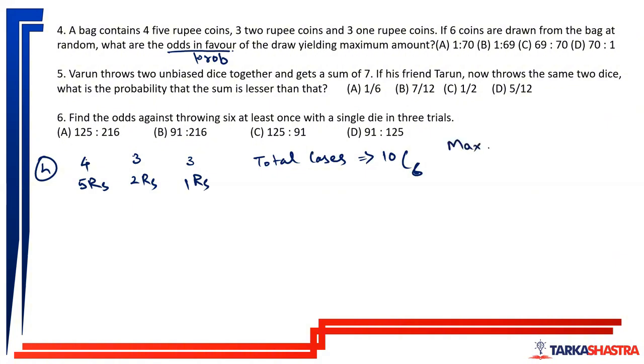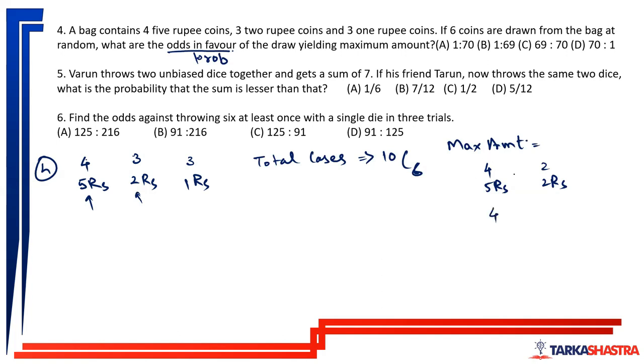Now you must have maximum amount, right? Maximum amount you will get when you have 4 5 rupee coins and 2 2 rupee coins. Right? For maximum amount, I take all coins of the maximum denomination, and when those are finished, the next maximum denomination coins as required. Okay, so in total I have picked 6 coins.